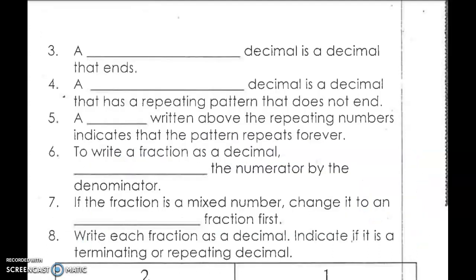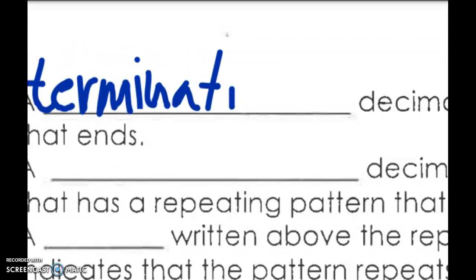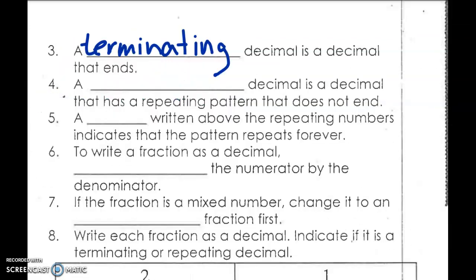Moving on, we also have two different types of decimals that can be rational numbers. The first one is a terminating decimal. A terminating decimal is a decimal that ends or stops. An example of this would be 0.25, right? It stops at that 5. It doesn't go any further, so it's a terminating decimal.